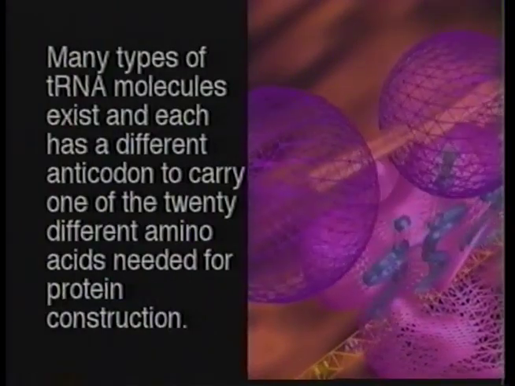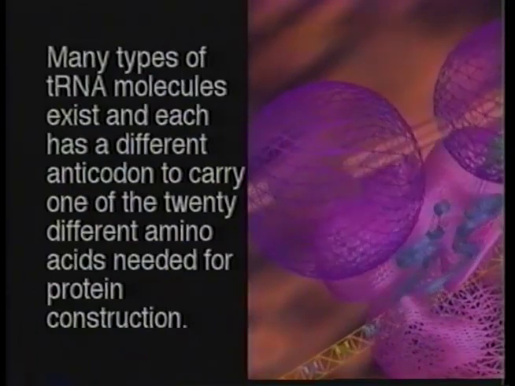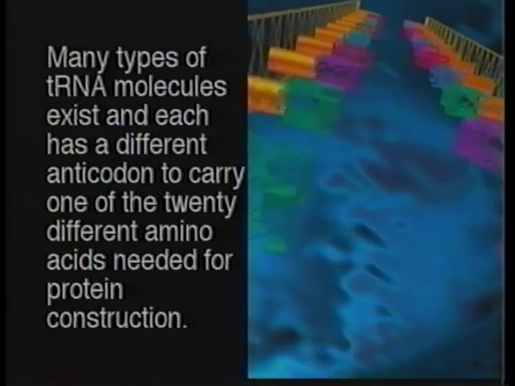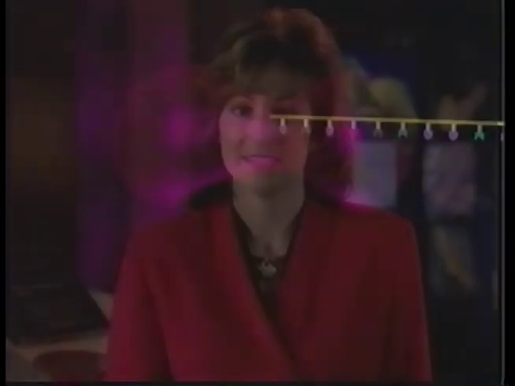Many types of tRNA molecules exist, and each has a different anticodon to carry one of the 20 different amino acids needed for protein construction. Thus, the sequence of codons in the mRNA strand, by binding only complementary tRNA anticodons, determines the sequence of amino acids in the newly synthesized polypeptide.